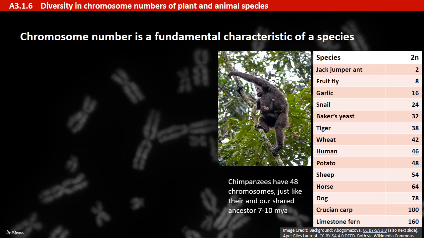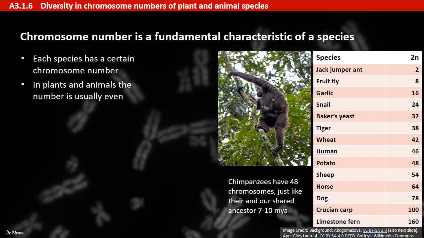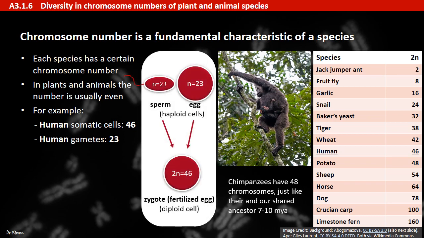Chromosome number is a fundamental characteristic of a species. Each species has a certain chromosome number, and in plants and animals the number is usually even. For example, human somatic cells have 46 chromosomes, and a somatic cell is any cell except for a gamete. Human gametes have half that number, 23. And it makes sense if you consider that a sperm cell and an egg cell fuse to form the zygote, and they each contribute with 23 chromosomes, so the zygote has 46 chromosomes.